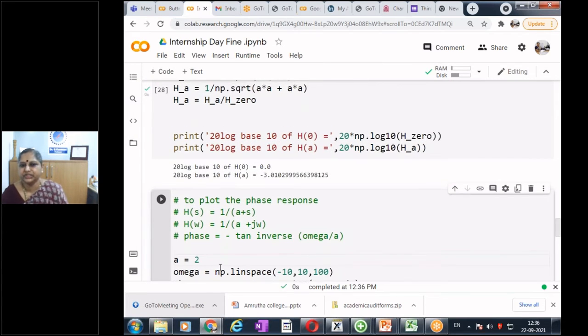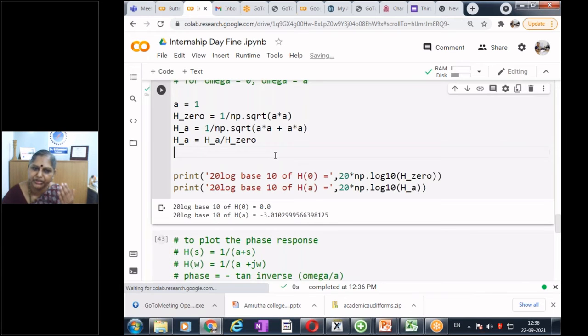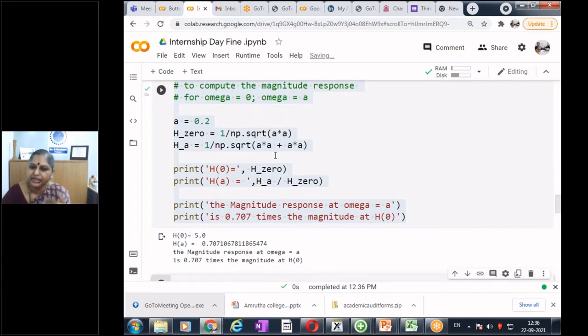Now what I wanted to do is, we have put separately in one cell the magnitude plot, in another cell the phase plot. I want both to be in the same cell. How many are doing it? Please put both of them together in the same plot.